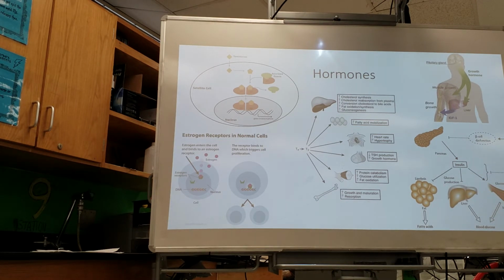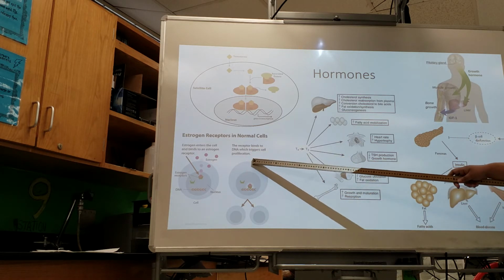Big one is insulin. Insulin is released from cells in your pancreas, and when it's released, it will end up causing you to take up glucose from the blood and stop putting glucose in the blood. So it lowers your blood sugar. And if that goes wrong, then you end up with diabetes, which leads to increased blood sugar levels. Human growth hormone acts on muscles and bone.